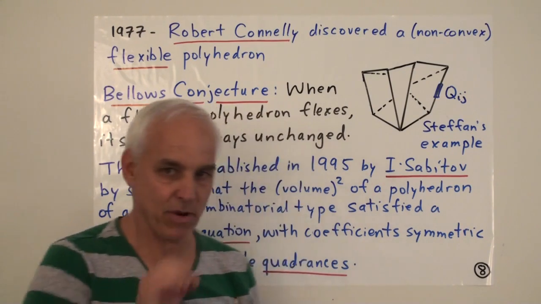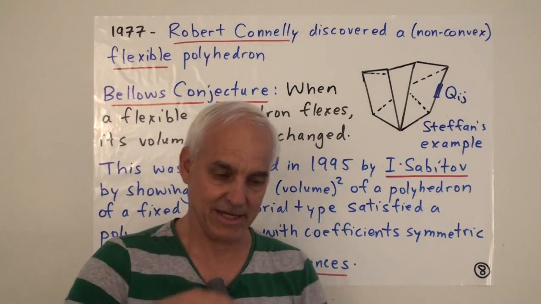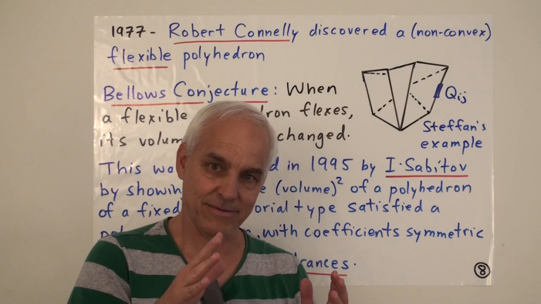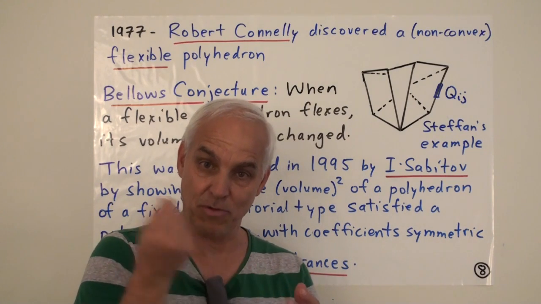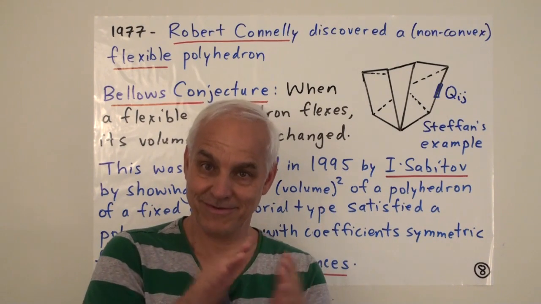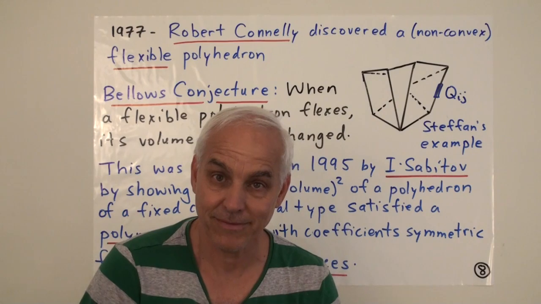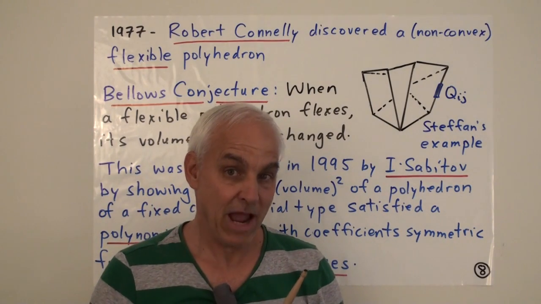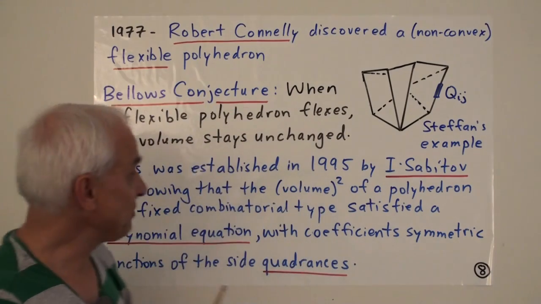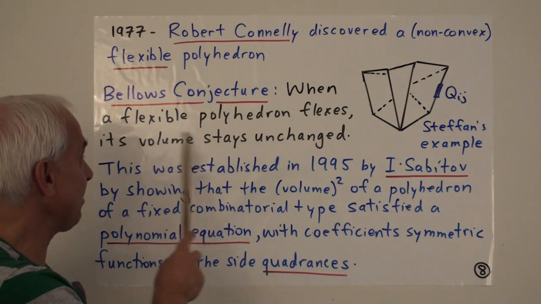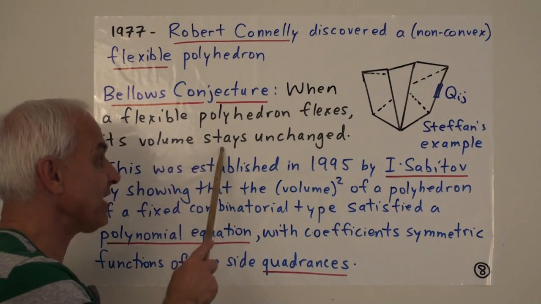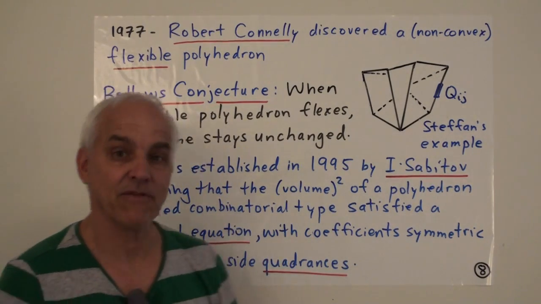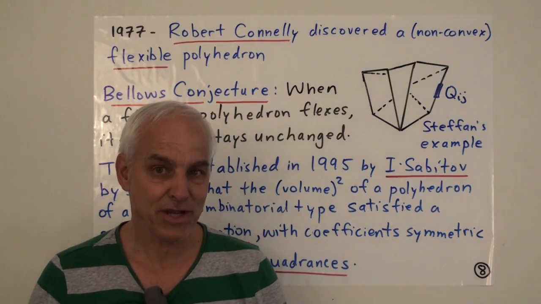So they did experiments by poking holes and blowing cigarette smoke or something like this inside one of these things and then seeing what happens as you flex them. So if the volume was going to get smaller, then you would expect that as you flexed, there would be smoke coming out of the hole, like a bellows. And they noticed that this didn't happen. The smoke did not come out of the little holes. And it strongly suggested that perhaps the volumes, in fact, were being preserved. And this became known as the Bellows Conjecture. When a flexible polyhedron flexes, its volume stays unchanged. So I think it was Connelly and Sullivan that came up with this conjecture. Very intriguing.